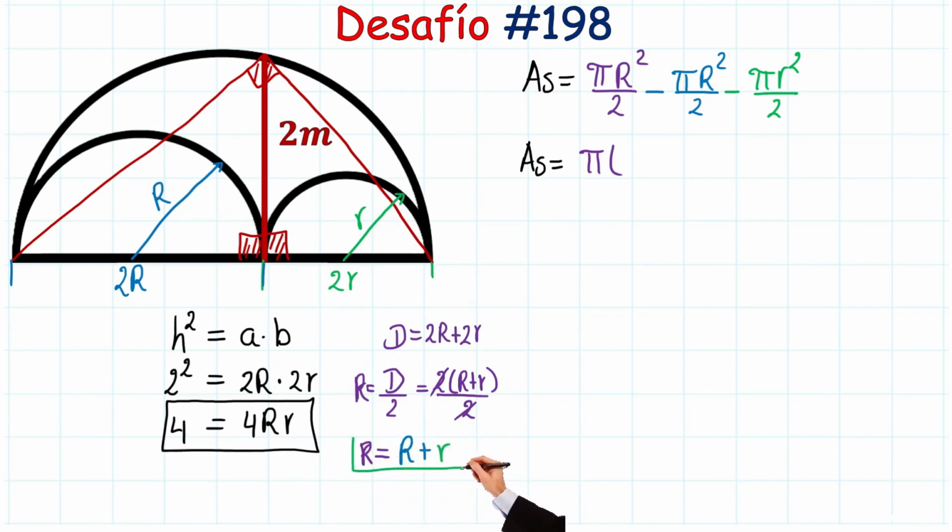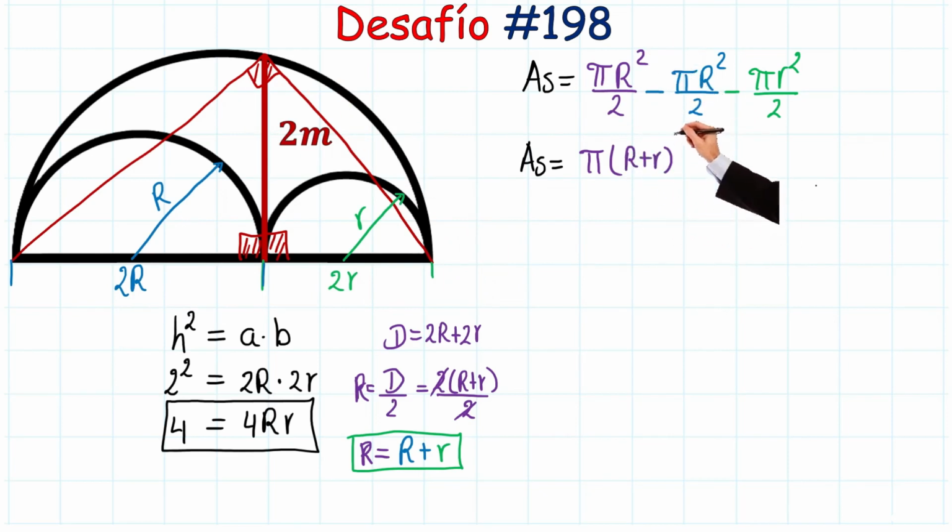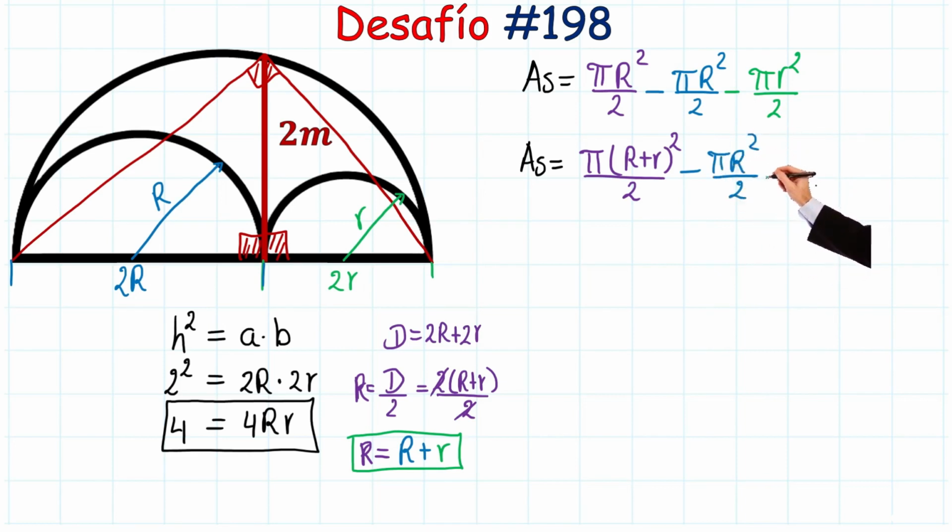Over here we have the radius of that semicircle in purple, which is the big one, R plus r, and this is squared, all of this over 2. Now we don't know the radius of the medium semicircle, nor of the small one, so we leave all this written exactly as it is. Minus pi times the radius squared over 2 and minus pi times the radius with a lowercase r squared over 2.